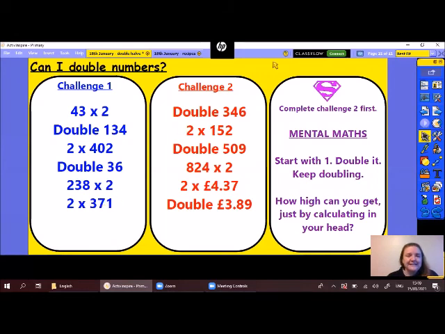Challenge 2 is just a little bit trickier and includes at the bottom a couple of money amounts. Have a try and challenge yourself and see how well you do with those. If you're really confident with this, there is a super challenge today, but you need to complete challenge 2 first. The super challenge today is a mental maths challenge, so you're not allowed to write anything down. You must do everything just in your head.